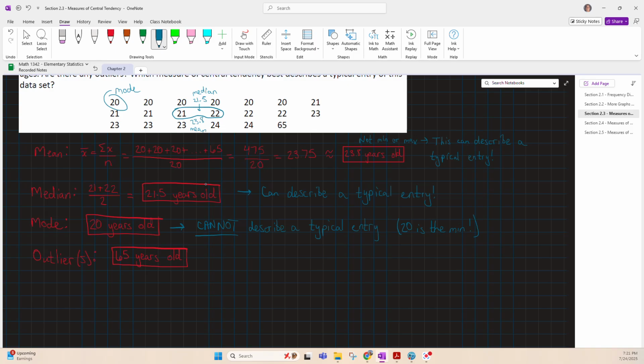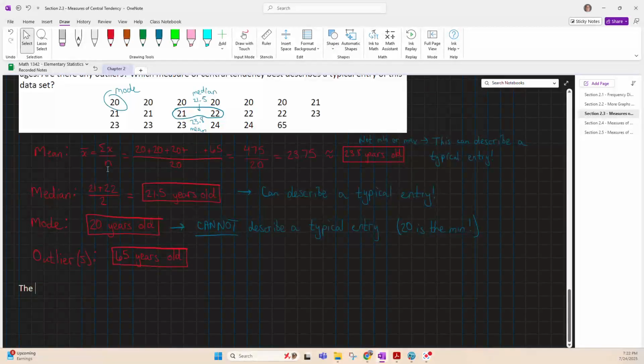I'm thinking of going with median. You're like, but why? Where are most of our data entries? They're between 20 and 24. That's the vast majority. All but one is between 20 and 24. The mean of 23.8, yes, it's in the middle of the data as a whole, but that 23.8 is awfully close to 24. The median, though, is sitting in the middle, as it's supposed to. So I would say the median is our best measure of central tendency.